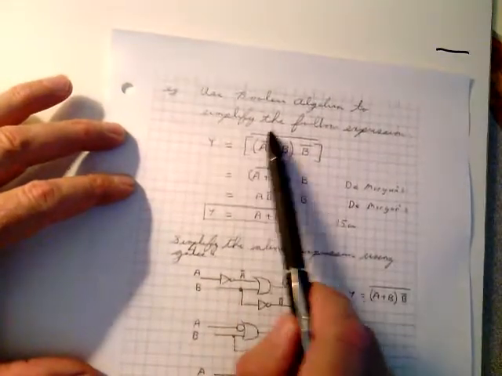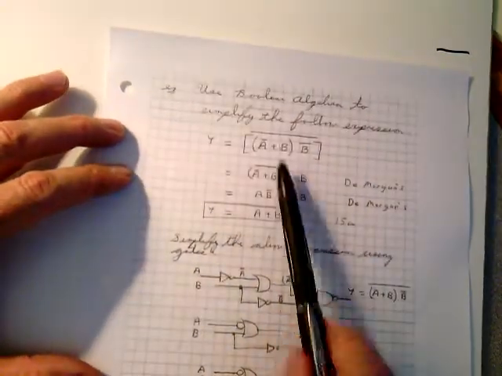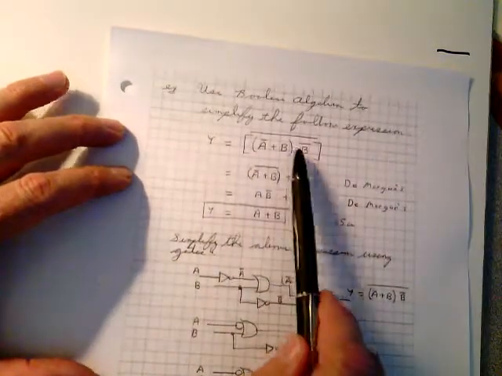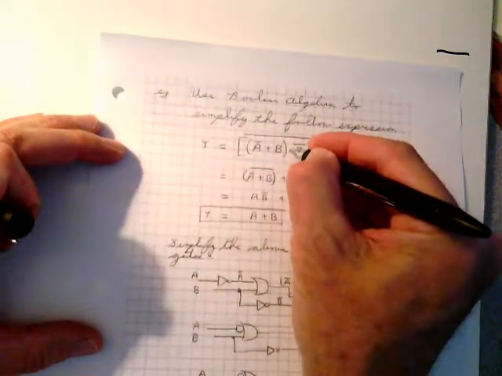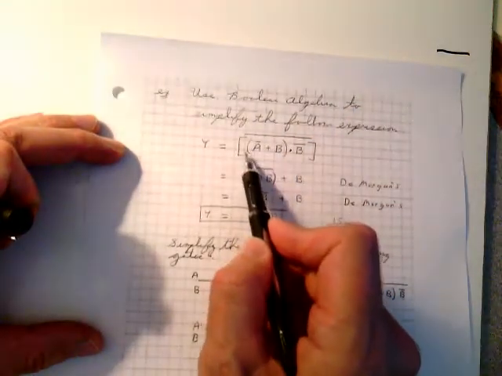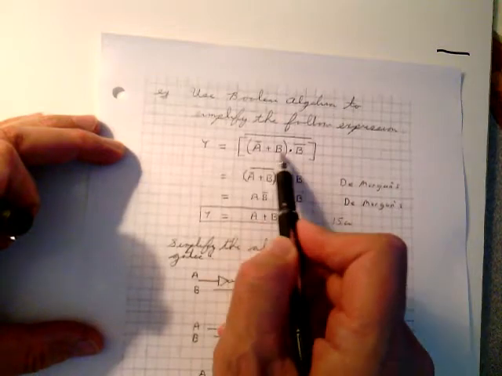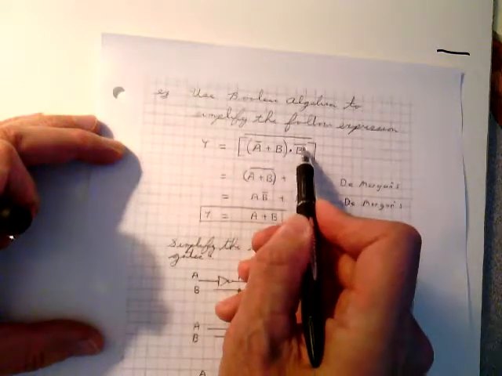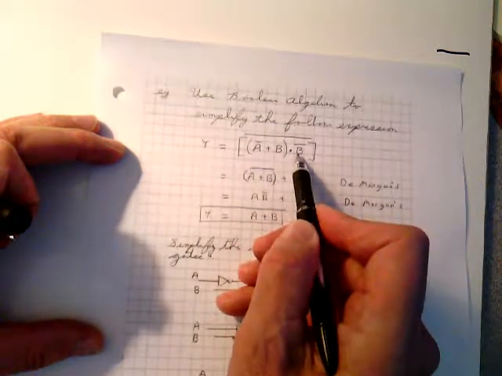Use Boolean Algebra to simplify the following expression. I'm using DeMorgan's theorem 2 times. The first time I'm using DeMorgan's theorem at this point. That makes this an input, and it makes this an input. Don't try to use it multiple times on one expression. This is going to be an input, and the B bar is going to be an input.